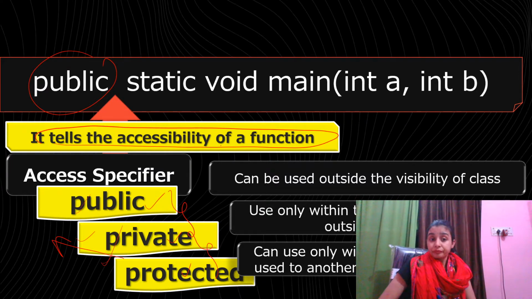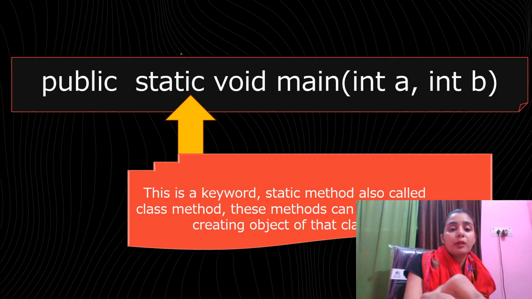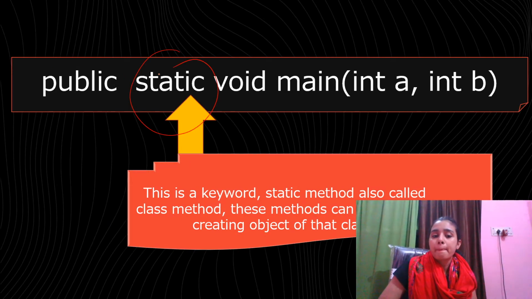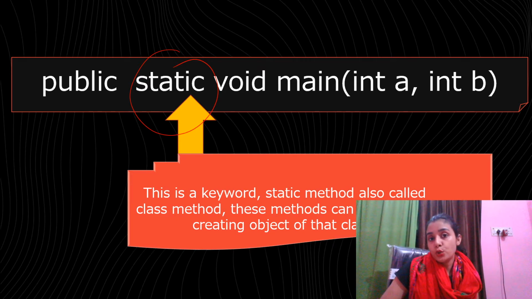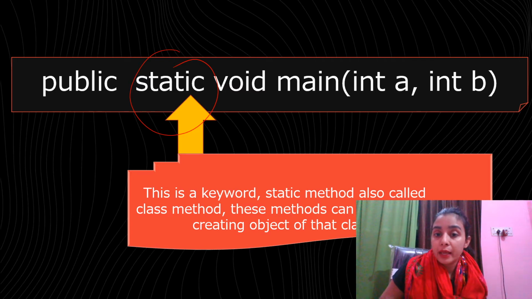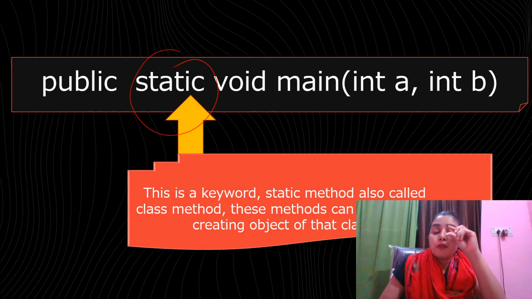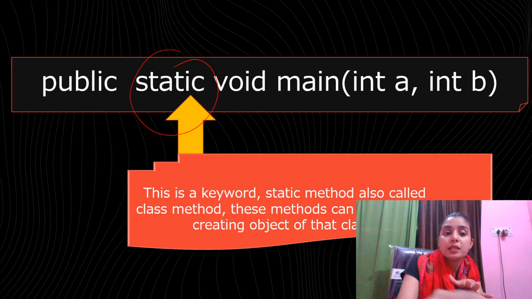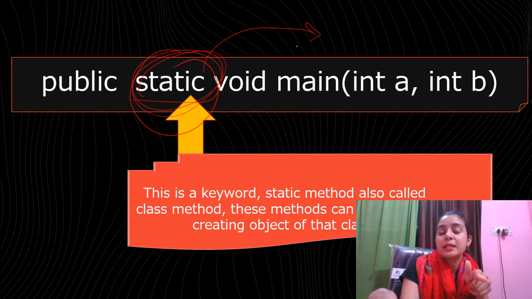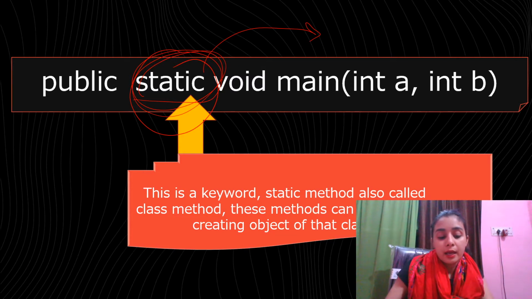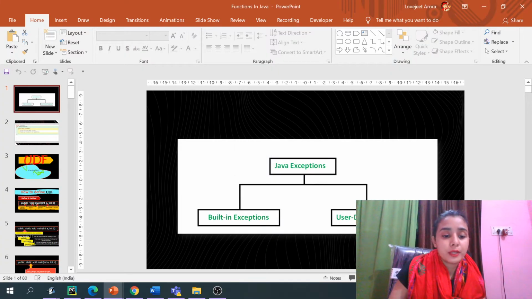So now moving to the next, that is the meaning of static. What is the meaning of static actually? If you specify this keyword in front of a function, then you need not create the object of that particular class, and these types of functions can be called without taking the help of an object. Let me give you the practical of this.